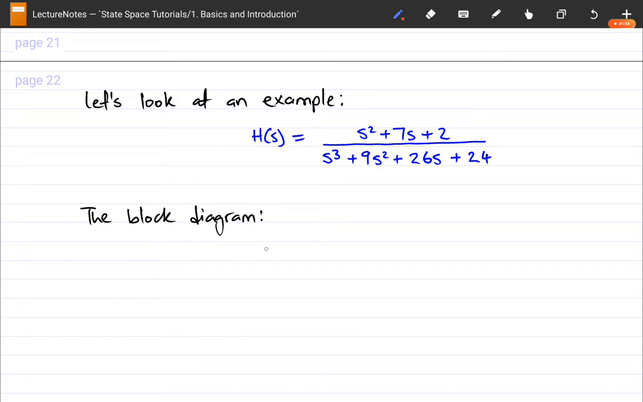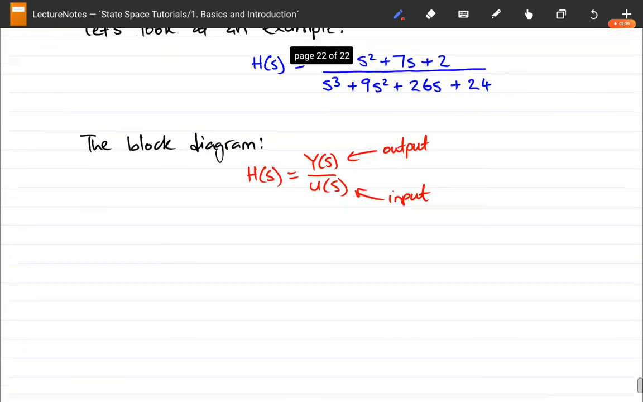So first of all, we should define that H(s), the transfer function, we know that it's a ratio of the output over the input. And I'm going to define the input as U(s) and the output as Y(s). So I'm going to say this is the output and this is the input. This should be something everyone is familiar with.